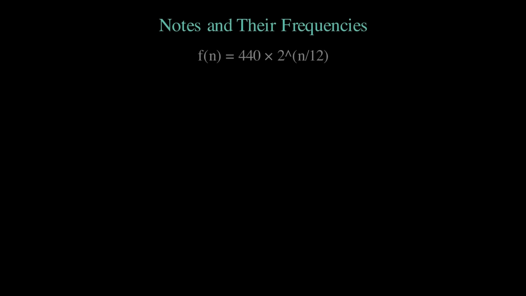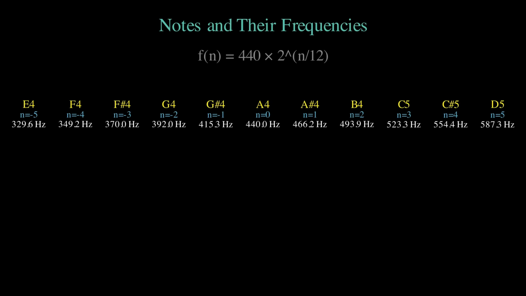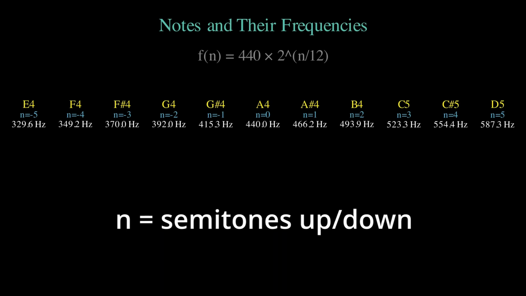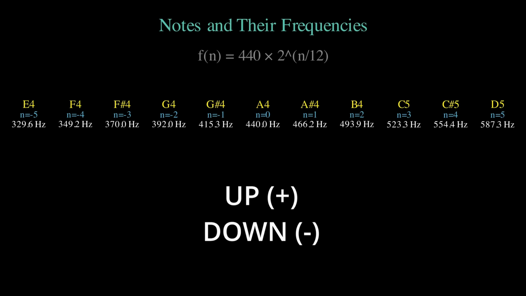So, if we know the frequency of one reference note, like A4, commonly standardized at 440 Hz, we can mathematically calculate the exact frequency of any other note using this powerful formula, where n is the number of semitone steps away from A4, positive if going up, negative if going down.